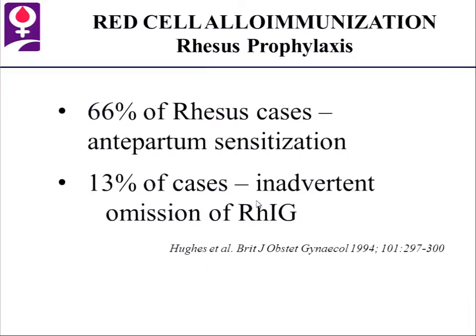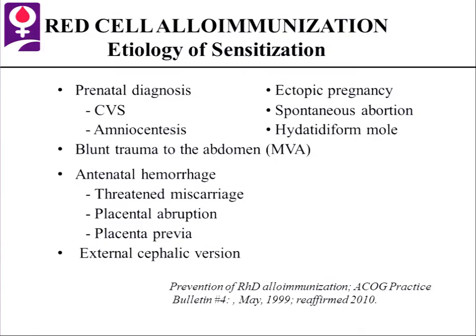Why are we still having this conversation about rhesus disease? Still, about 66% of cases are due to antenatal sensitization, and 13% is because we forget to give it. Believe it or not, even in our healthcare system, patients go without getting their rhesus immune globulin. Part of the problem is we always think about delivery, which is probably the most frequent time that a woman gets alloimmunized, but there are a whole list of other indications.